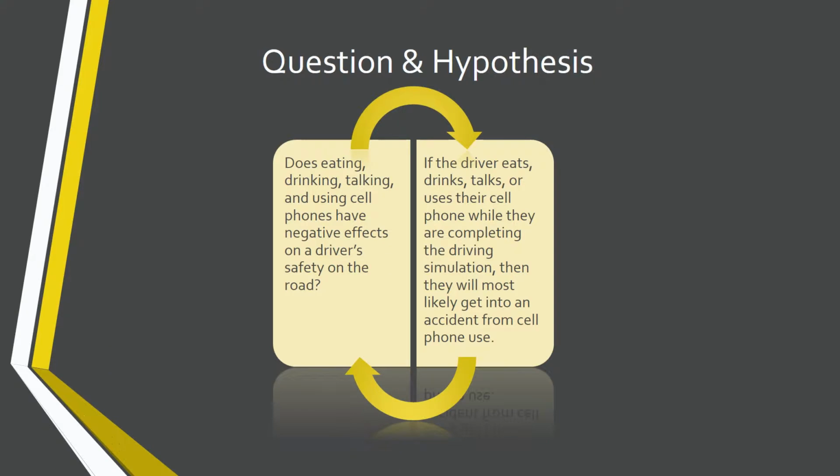The question that was asked at the beginning of the experiment was, does eating, drinking, talking, and using cell phones have negative effects on a driver's safety on the road? The hypothesis was, if the driver eats, drinks, talks, or uses their cell phone while they're completing the driving simulation, then they will most likely get into an accident from cell phone use.